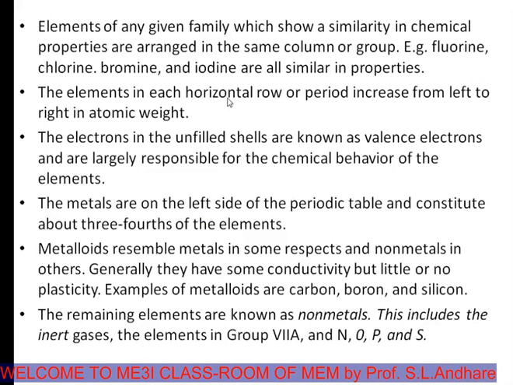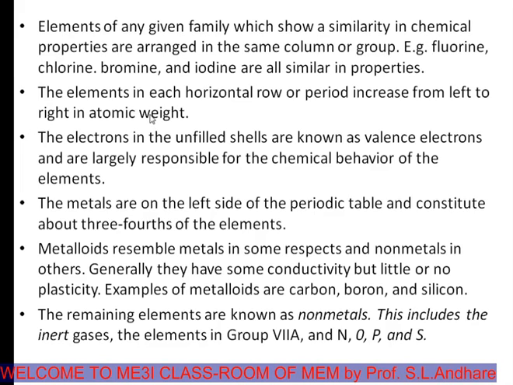The elements in each horizontal row or period increase from left to right in atomic number and atomic weight. These are the important parameters on the basis of which these elements are distinguished. Atomic number is nothing but the number of protons. Atomic weight is nothing but the entire weight of that atom, which is concentrated in the nucleus. That is, the weight of protons and neutrons is the atomic weight of that particular atom.